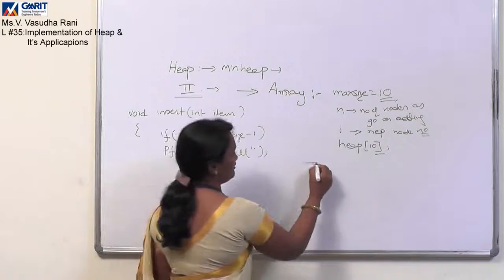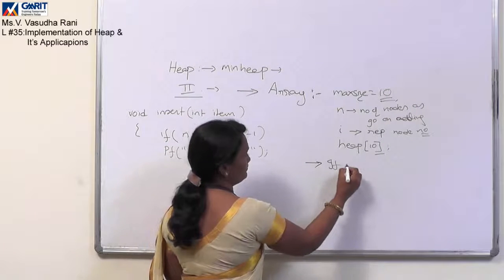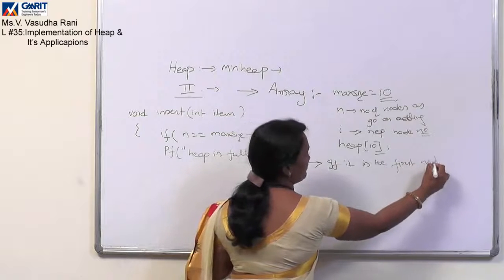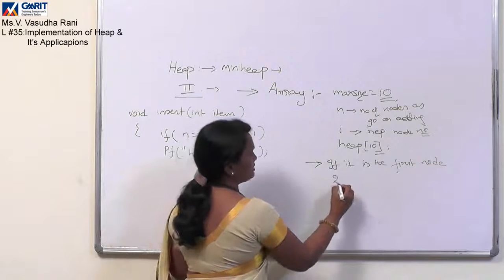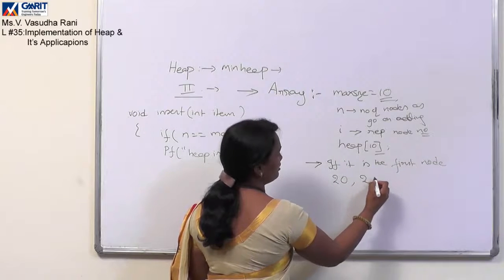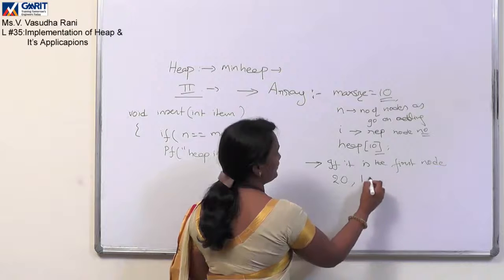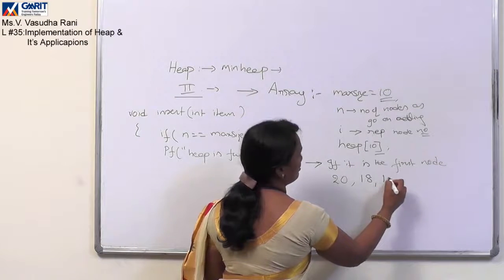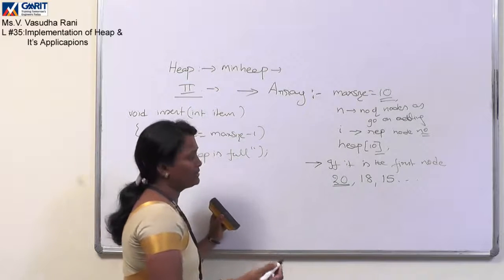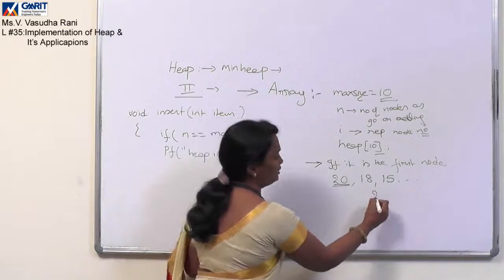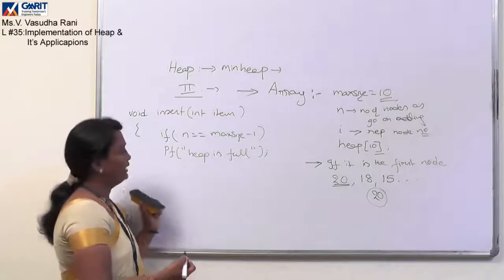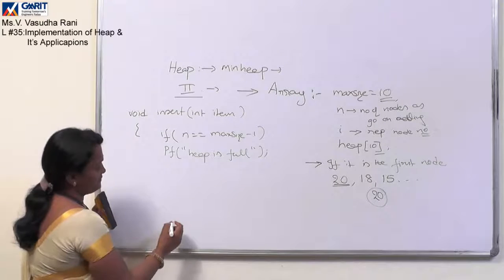Now let us consider the different cases. If it is the first node, let us consider a list of key values: 20, 18, 15, like that. If the first node is 20, what we have to do is add 20 directly to the heap. So 20 will become the first node of the heap. Then how to make 20 the first node?